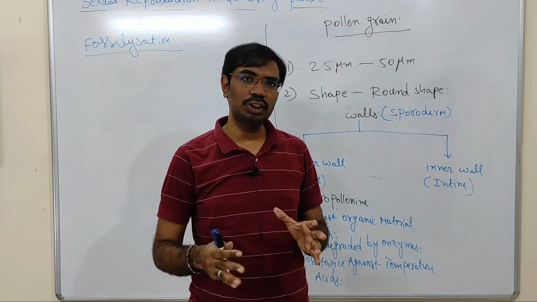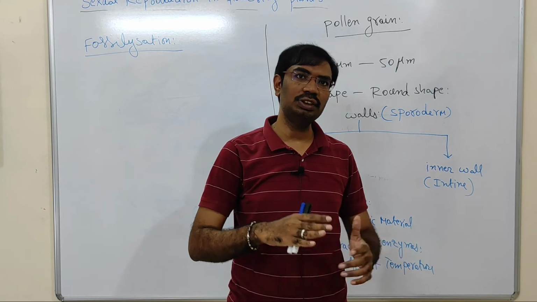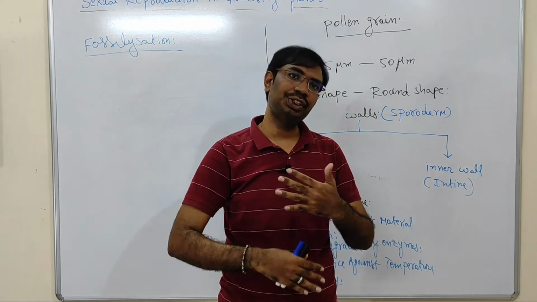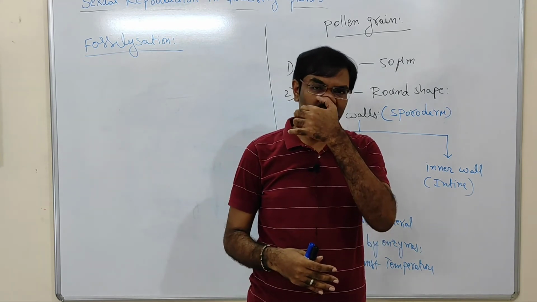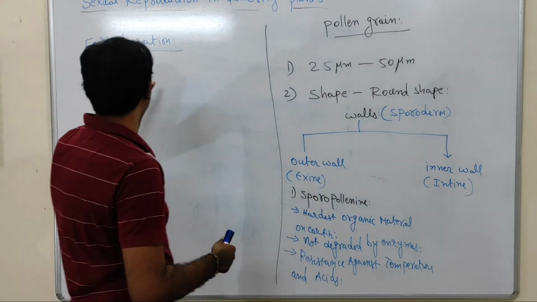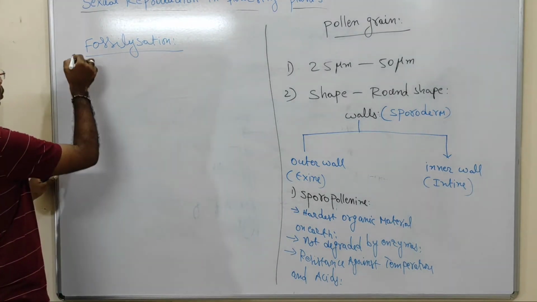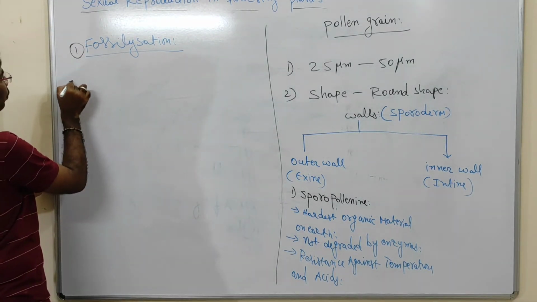So with the help of the sporopollenin of different pollen grains, we can understand the structure and other characteristics of the pollen grains. Okay, so that process or mechanism is called fossilization, fossil formation. So that is the first property of the sporopollenin.